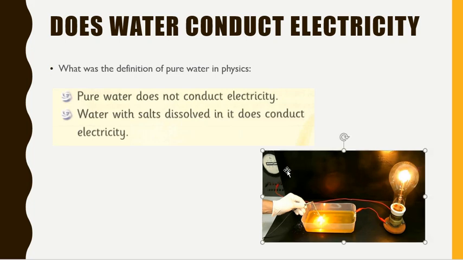Here we have a bulb connected with a cell by wires, and the bulb is connected with salty water. As we see from the picture, the cell is producing electricity, and electricity is passing through the bulb, then to the salty water. So salty water conducts electricity, and the bulb is lighting.